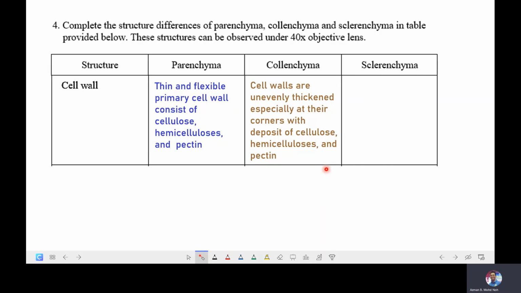Okay, and for the sclerenchyma, it will be very different because there will be a secondary wall. So sclerenchyma will have a primary wall and also a very thick secondary wall, and the secondary wall is normally thickened by lignin. So we can say that the secondary wall is lignified. Okay, lignified because there is a substance known as lignin, that causes the cell wall to be very thick.